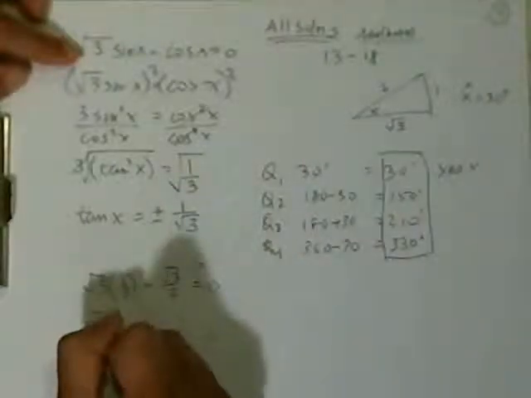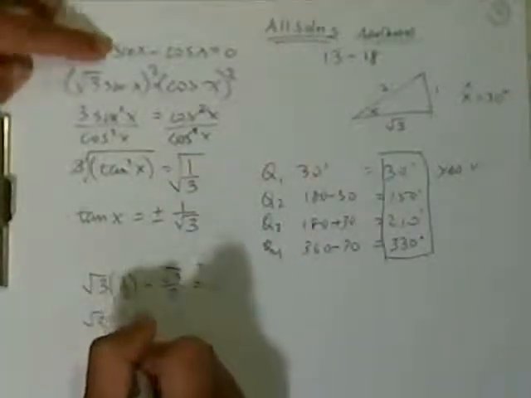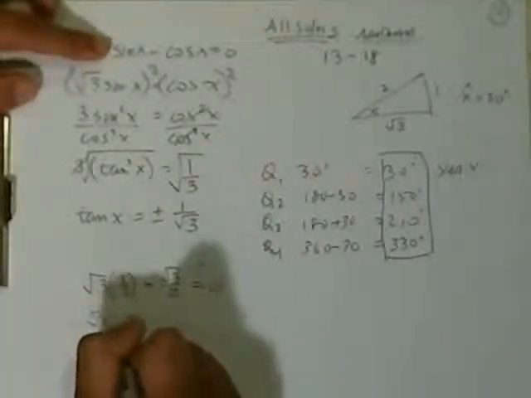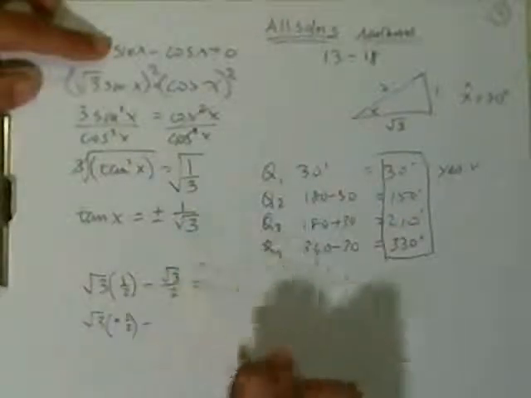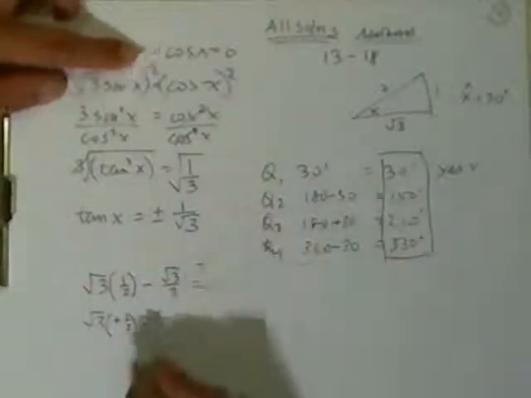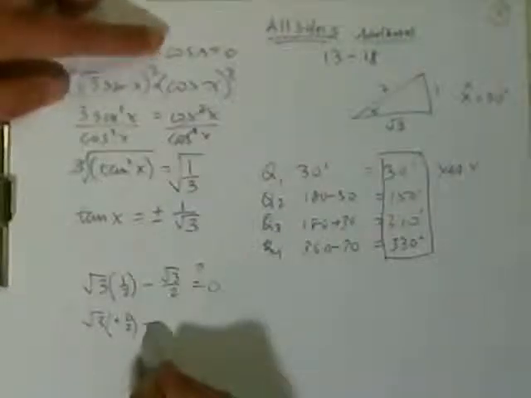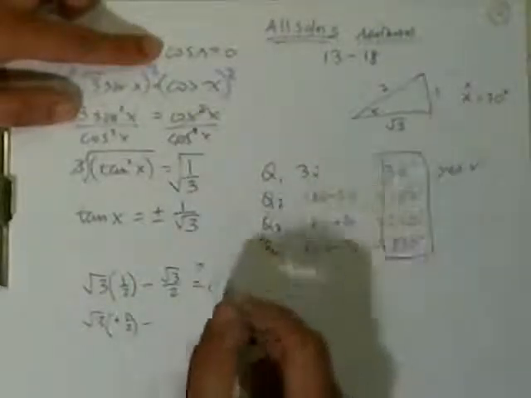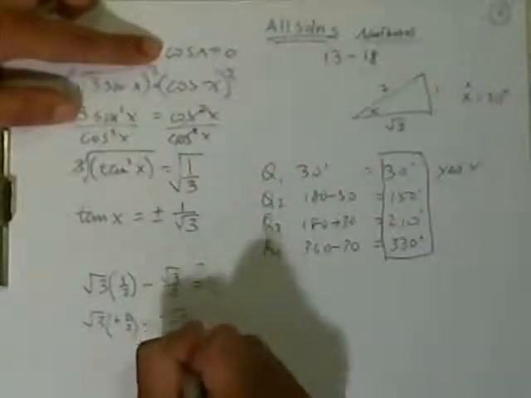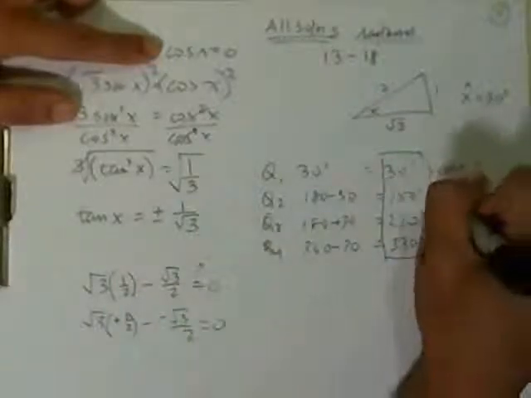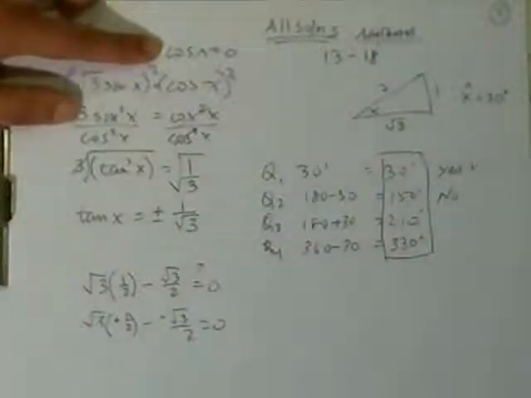150: root 3 times sine of 150 is going to be positive 1/2 minus cosine of 150. So we got the minus here, cosine of 150 is going to be negative root 3 over 2. Does that equal 0? No.